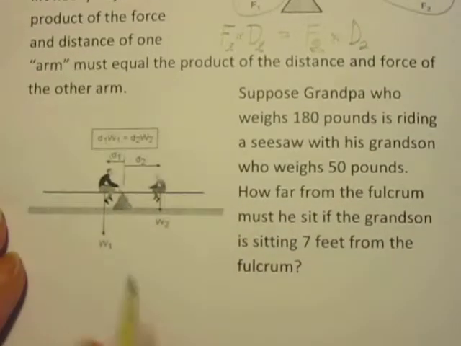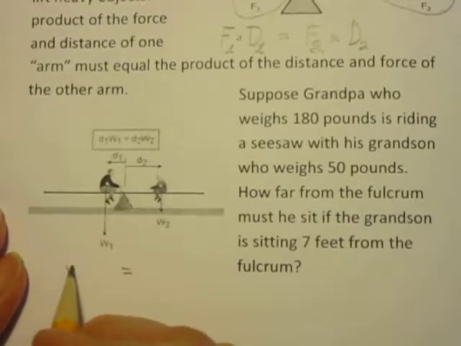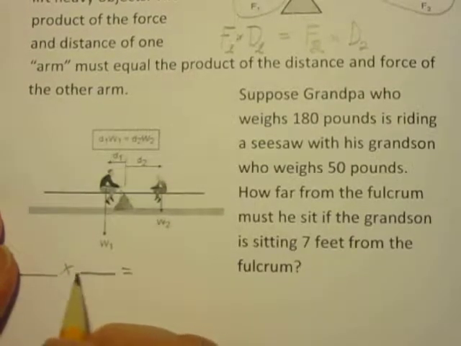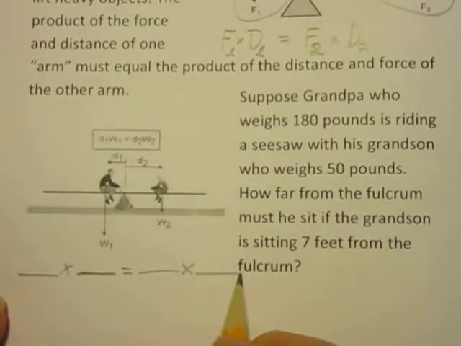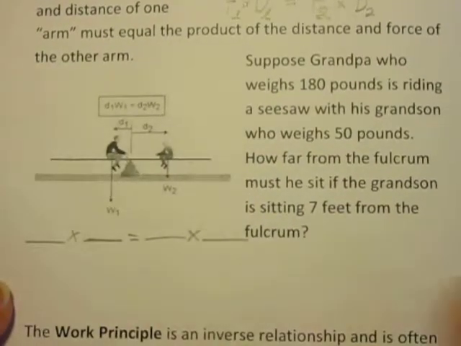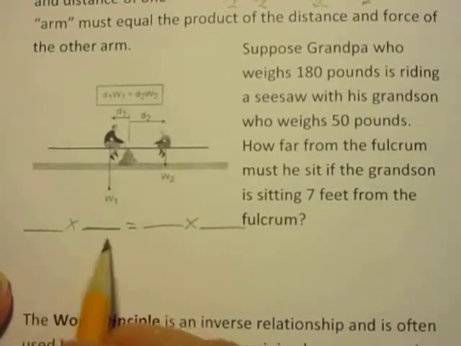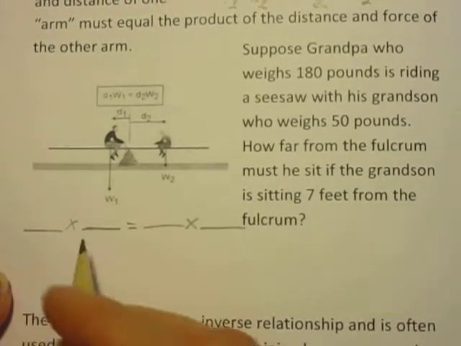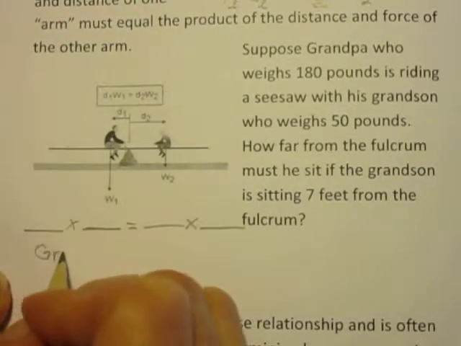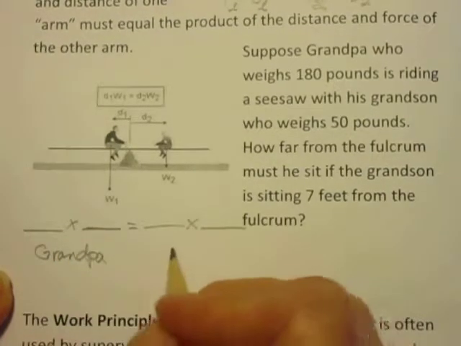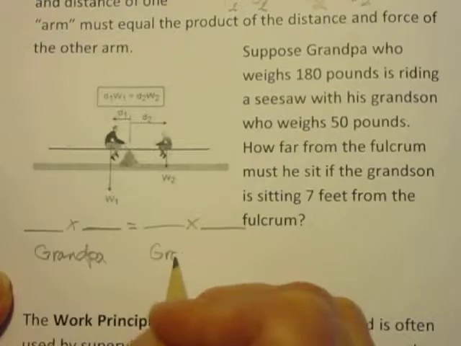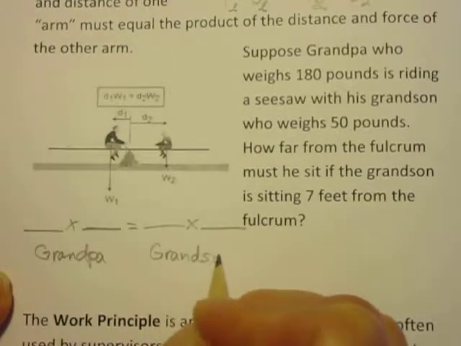So we need to set up our scenario here, and you're going to see that you're setting up a shell somewhat similar but yet very different from what we did with ratios. With ratios we were setting equal ratios. Here we're setting equal products, and then we're filling in the information. So we're going to have grandpa on this side of our equation, and then our grandson is going to be on the right side.